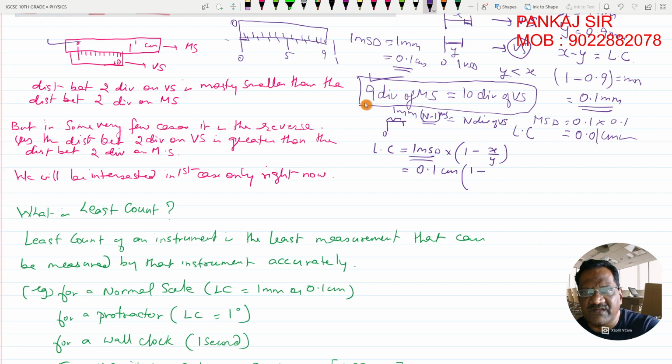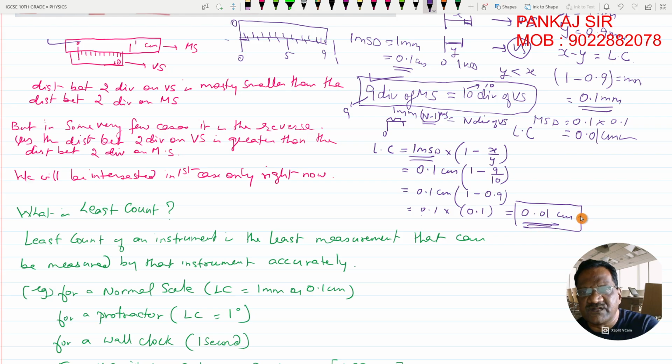In this case, your x is 9 and your y is 10. So if you put in this formula, x will be 9 and y will be 10. Now if you work it out, this will be 0.1 centimeter times 1 minus 9 upon 10, which is 0.1 times (1 minus 0.9). This is equal to 0.1 multiplied by 0.1, which is nothing but 0.01 centimeter. So this is your least count. This is the least count of the vernier caliper.